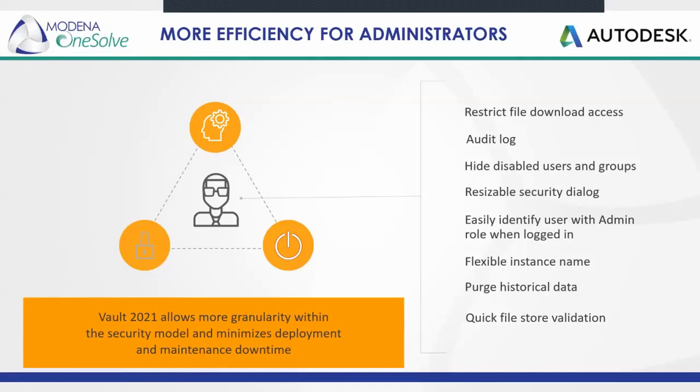Purge historical data, which is quite a nice one that came through. Maybe just on purging of historical data. Previously we could only purge new iterations of the file, not historical iterations of that file, when we made changes to the purge rules. So now we can purge historical data based on those new rules as well. And then there's also an option for quick file store validation. I'll touch on some of these in a little bit more detail in the next few slides.